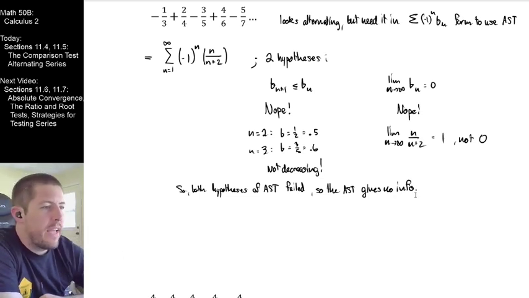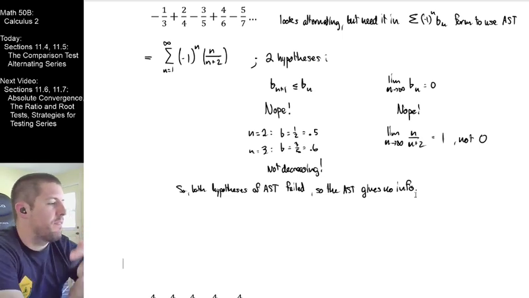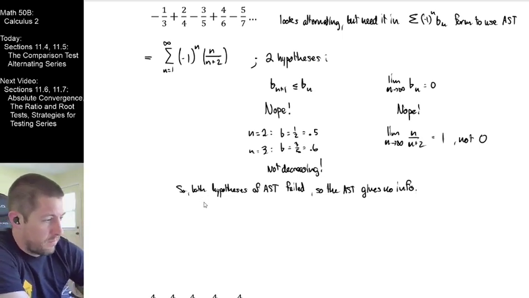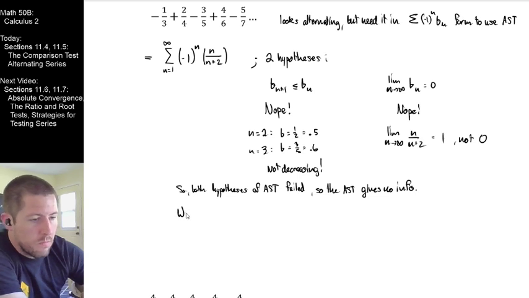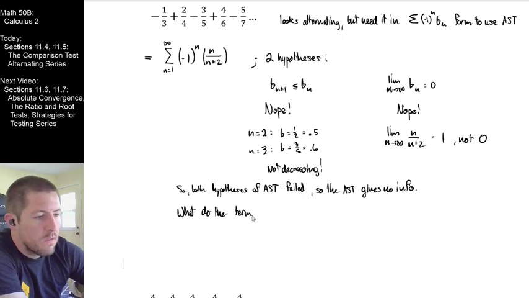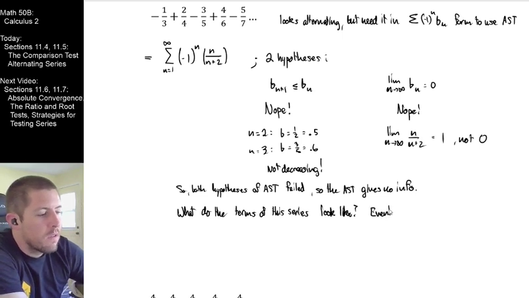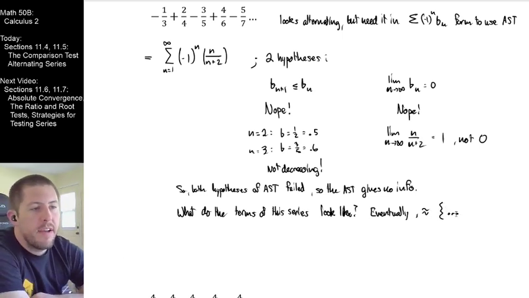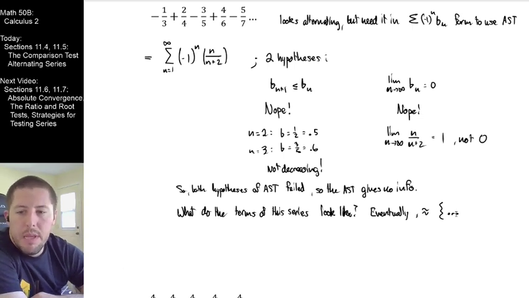So can we say what's really happening here? Well, what do the terms of this sequence, or this series, eventually look like? So what do they eventually look like? Well, plug in n equals a billion. What are you going to get?